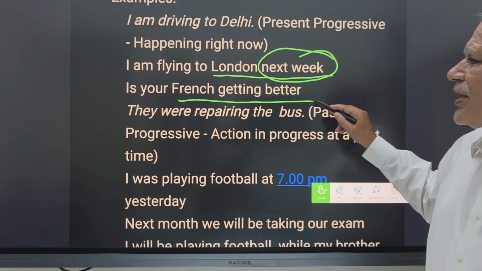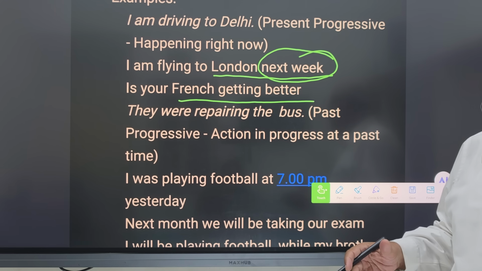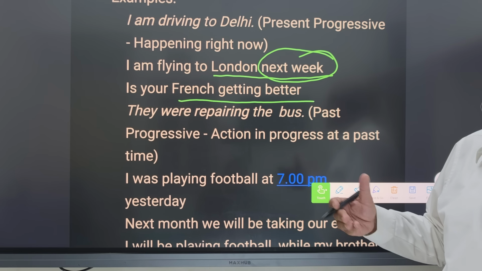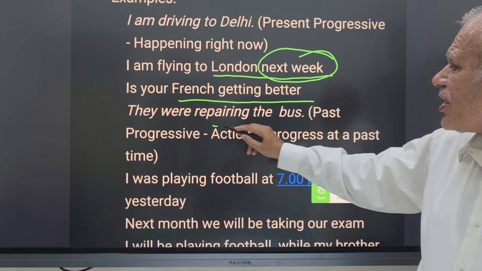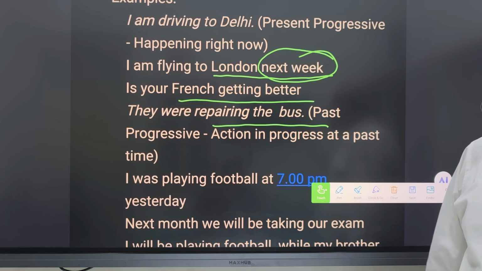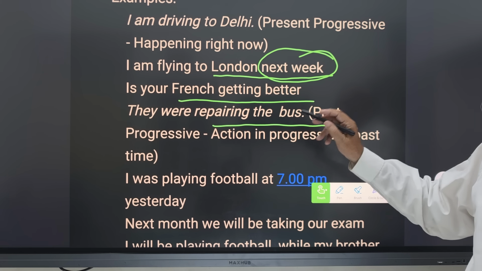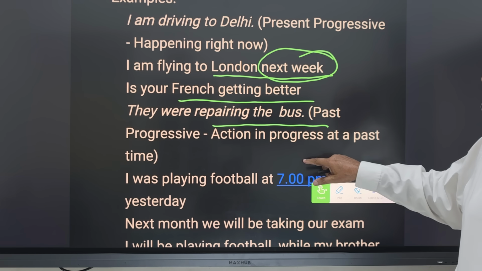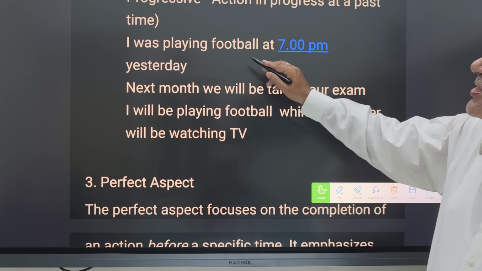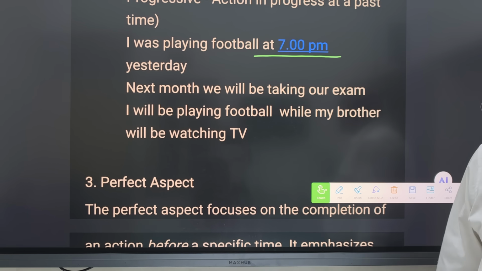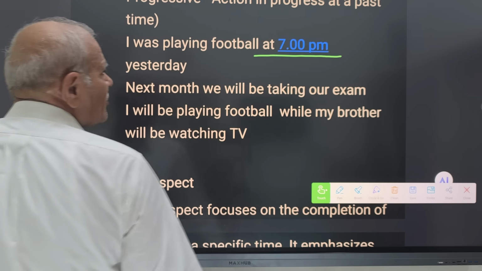Is your French getting better? So, a temporary event. The population of India is rising at a very fast pace. So is your French or English getting better? They were repairing the bus. This is the past. If you use the was verb with the first form of the verb and ing, the action is in progress at a past time. Similarly, I was playing football at 7 p.m. yesterday. So what were you doing at a certain time yesterday?